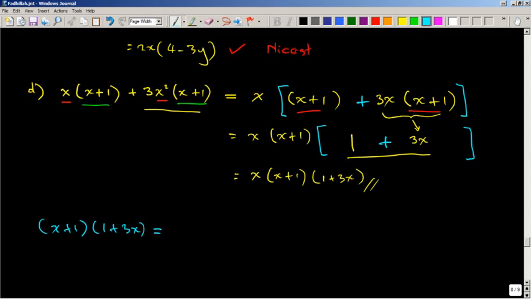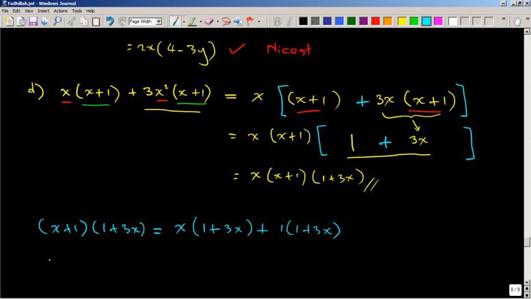X. X? Bracket 1 plus X, 1 plus 3x. Lagi? Then plus 1 bracket 1 plus X. Okay. Alright.